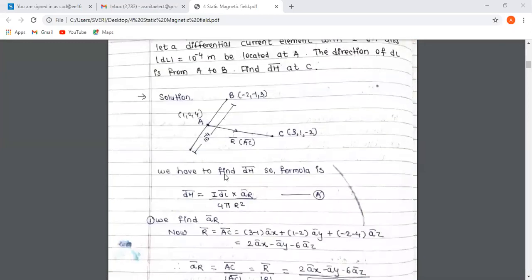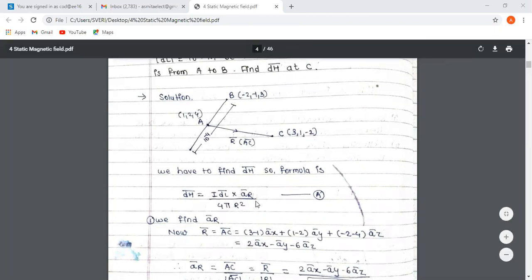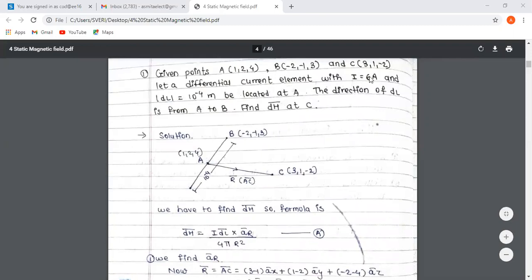Now how actually can we find this? We must know the formula so that we can easily find this. So dH bar is equal to I dl bar cross a bar r upon 4 pi r square. Now here you can see the current is already given.